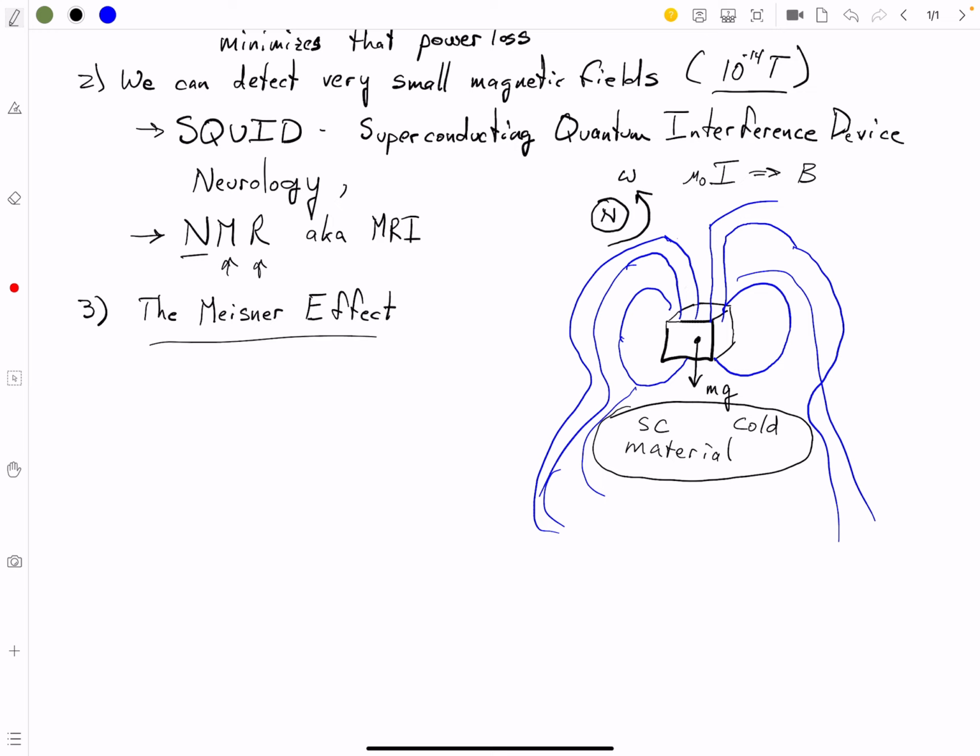So really, what is the Meissner effect? The Meissner effect is the fact that the magnetic fields have to go around this material. They cannot go through the material. It's a crazy, I don't know, an added phenomenon to superconductivity. So the Meissner effect.